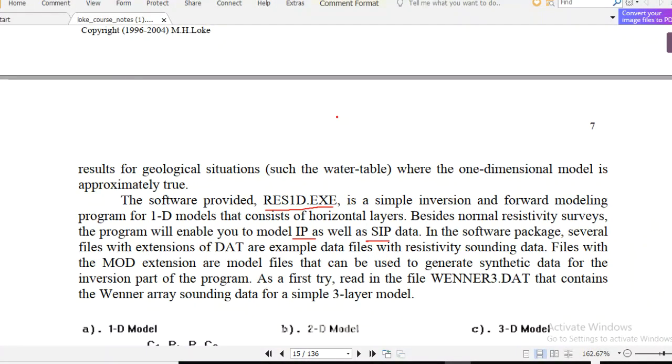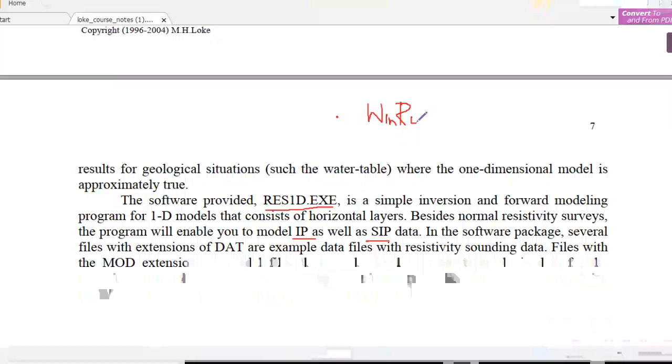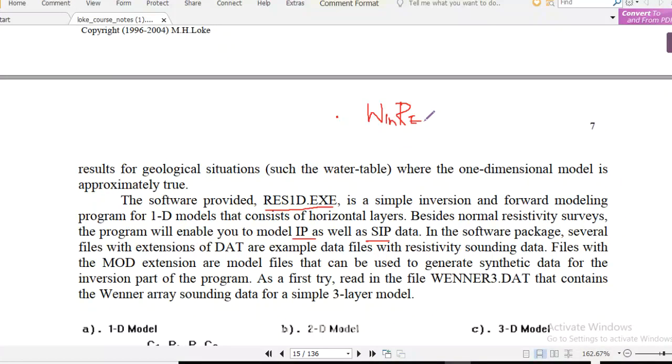Okay, so we'll see about the two-dimensional electrical resistivity. This RES1D is like the Wenner method. You can refer to my previous video on the Wenner resistivity method. If you go to YouTube and search for Wenner resistivity method, you can see how the one-dimensional method works. Okay, and I'll show you in another time.